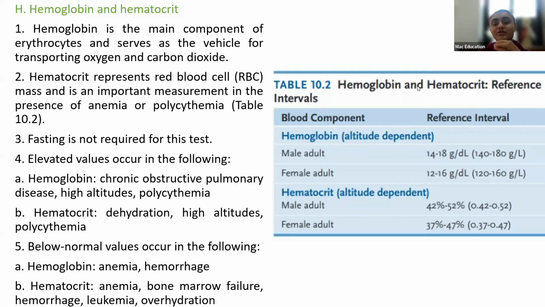In which conditions the hemoglobin and hematocrit gets decreased? Anemia. Hemorrhage. Okay, anemia and hemorrhage lead to decreased level of hemoglobin and hematocrit, and fluid overload decreases hematocrit. Then leukemia, bone marrow failure or suppression. So does chemotherapy or cancer lead to decreased level of hematocrit?